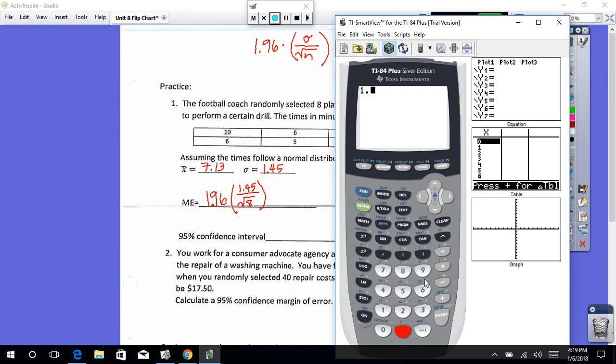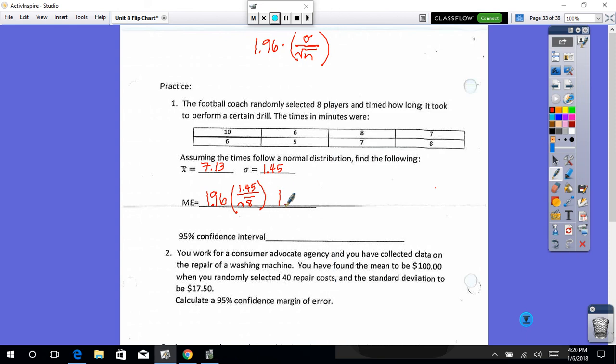1.96. Parentheses, I am going to get my cute little fraction in alpha y equals. My standard deviation goes on top. On the bottom, square root of 8. All of it is in there in one step. Looks just like what I have written down right here. Hit enter, and my margin of error is 1.00. Nice little margin of error there.